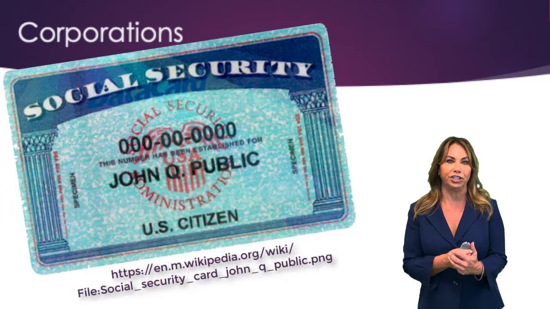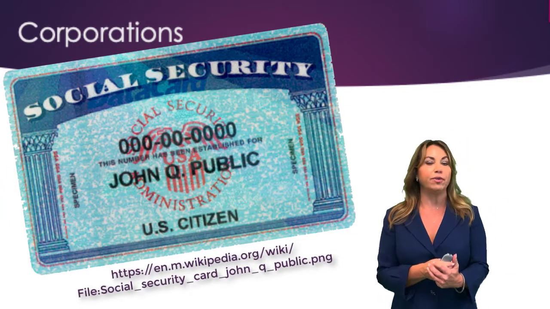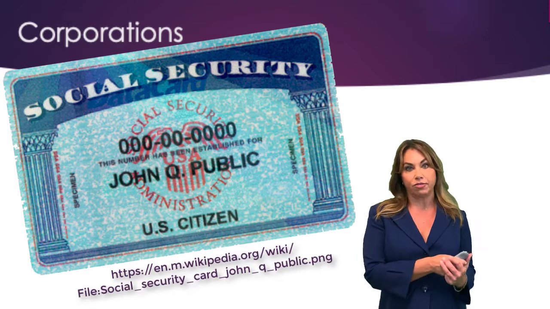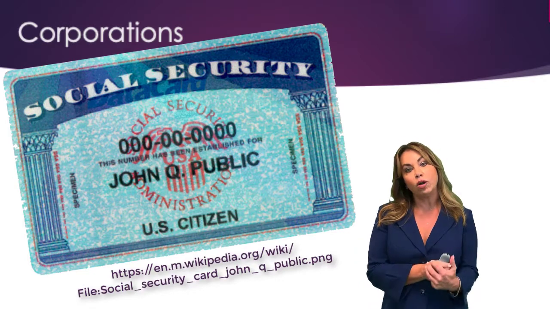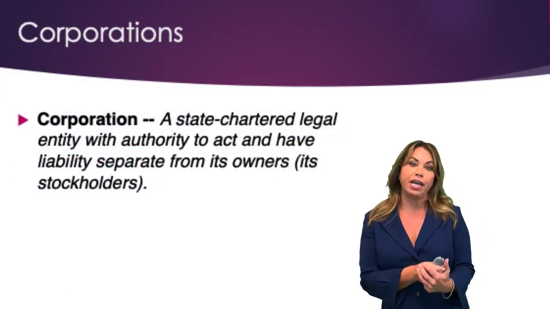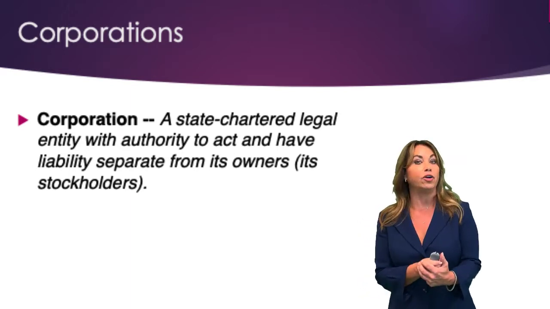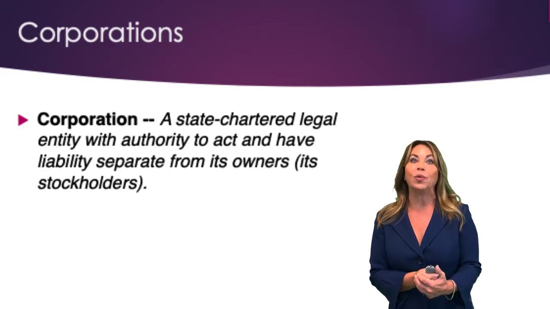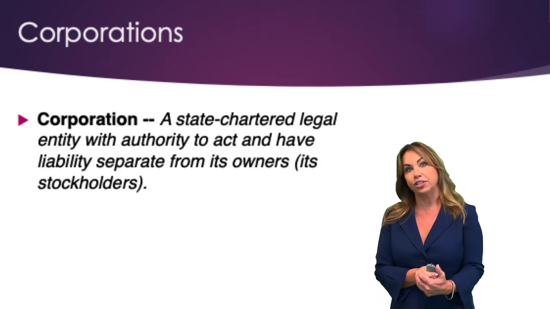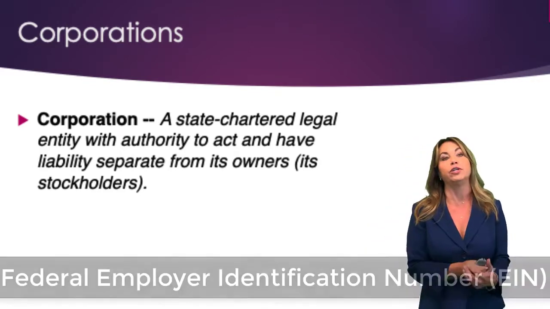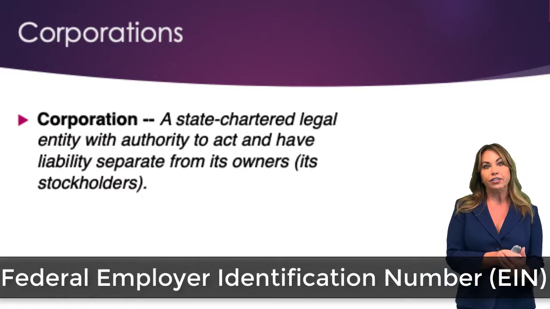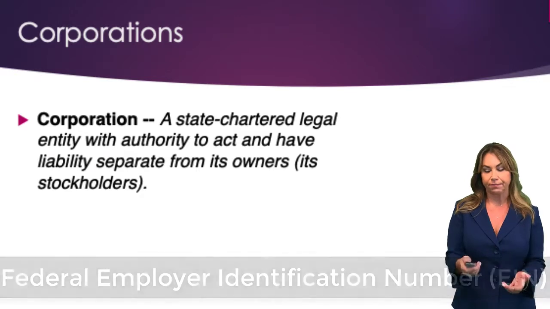Did you think about your social security number? Because that number is essentially your identity and it stays with you your entire life. When a company incorporates, they file separate paperwork within a state to become their own legal entity, and guess what they get? They get their own number. Similar to a social security number, that number is called a federal employer identification number, and this allows a corporation to act as a separate entity.